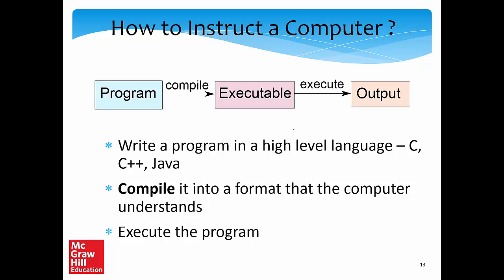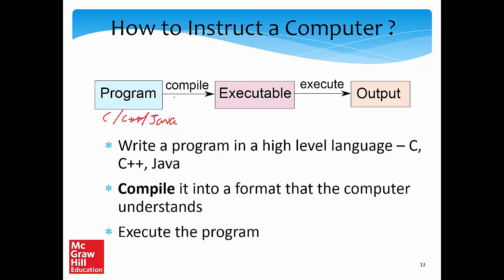So, how exactly do we tell a computer what needs to be done? What we typically do is write a program, and a program is written in any of the languages that you people know. It can be C, it can be C++, it can be Java, it can pretty much be any language that students know, it doesn't matter.